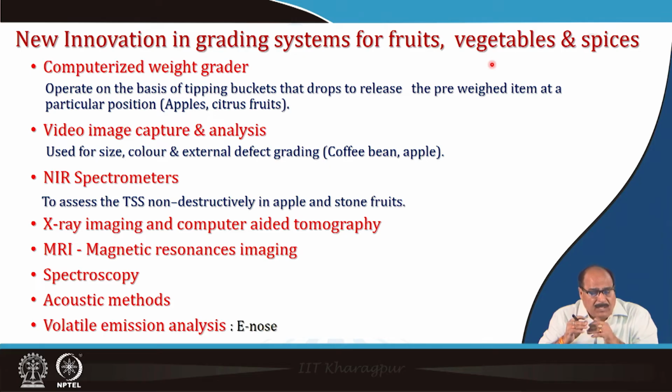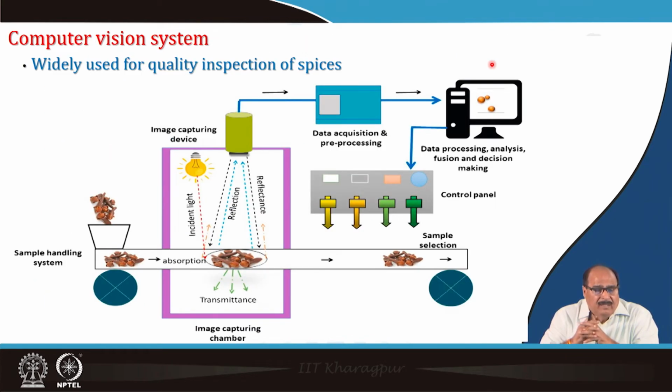Then NIR spectrometers, X-ray imaging and computer aided tomography, magnetic resonance imaging, spectroscopy, acoustic methods, or volatile emission analysis like E-nose or E-tongue, etc. can be used. These are the novel methods which are now becoming more and more popular. Here is an example of a computer vision system, which is one of the most widely used for quality inspection of spices, etc. It can also be used to inspect the quality of fruits, vegetables or any other commodity.